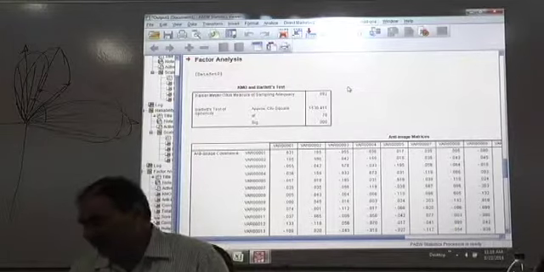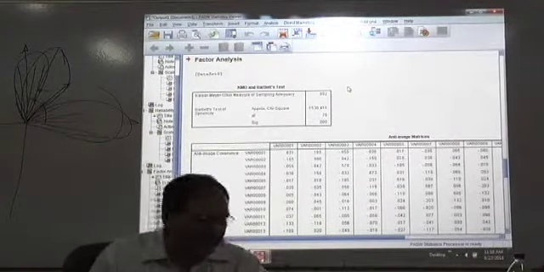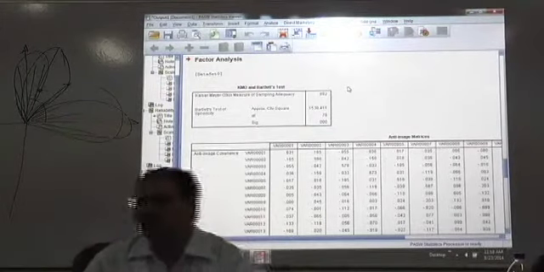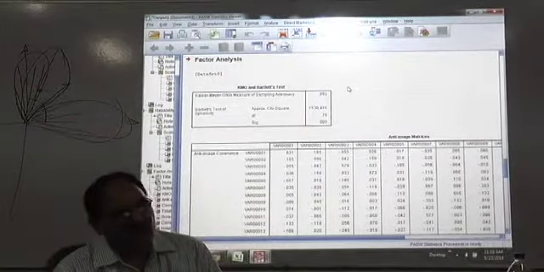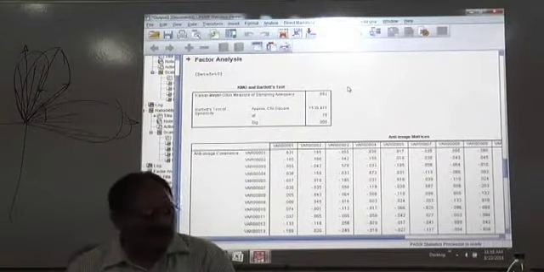So that is the first part. KMO value should be greater than 0.5. In this case, the KMO value is 0.882, which is far higher than 0.5. So the data is suitable for factor analysis as far as KMO is concerned.